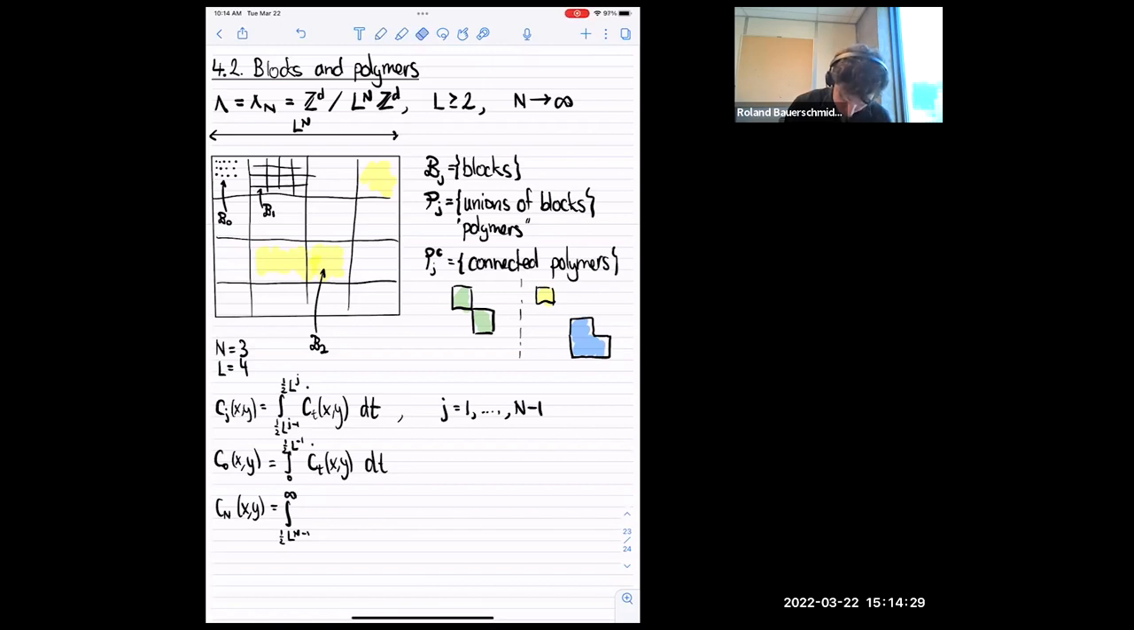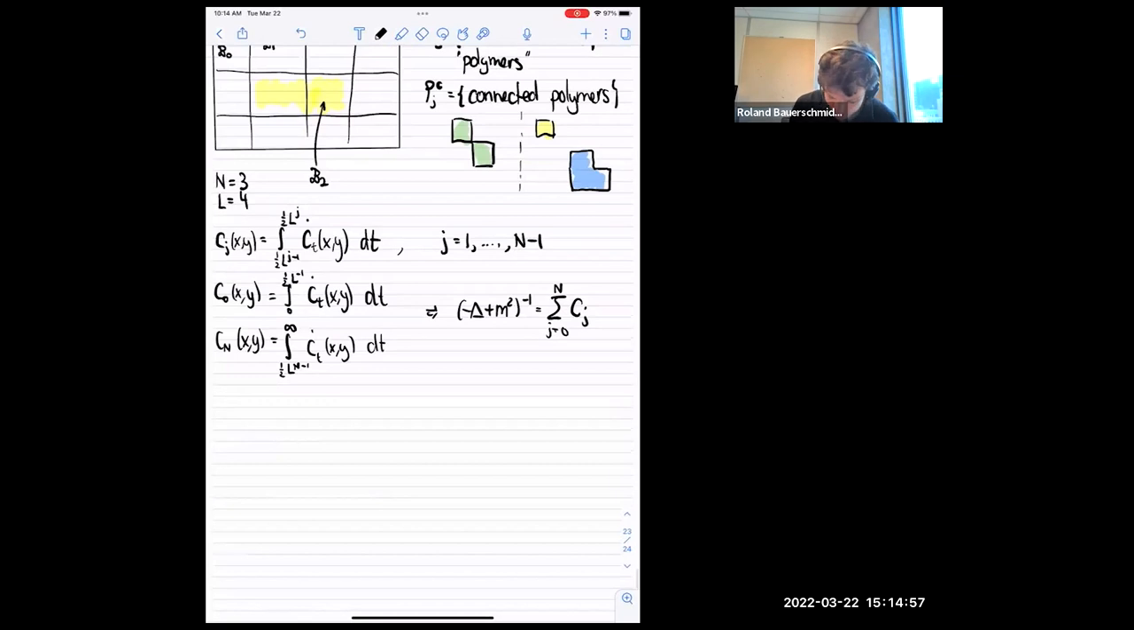Sorry, this should be... So in other words, we've decomposed the Green's function into a sum of covariance matrices C_j like this. Each C_j is positive definite, and it has the finite range property that C_j(x,y) is zero if the distance between x and y is bigger than 1/2 L^j. So far so good.